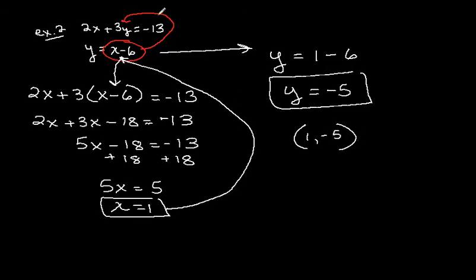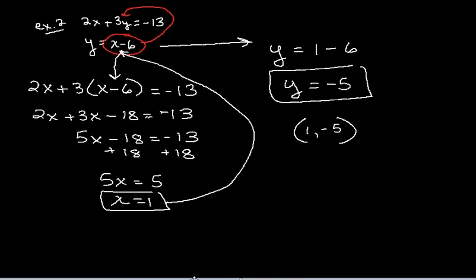You could always figure this out by graphing. You could graph both of these lines and try to figure out where they intersect, and it would be this point. Let me go get another one.